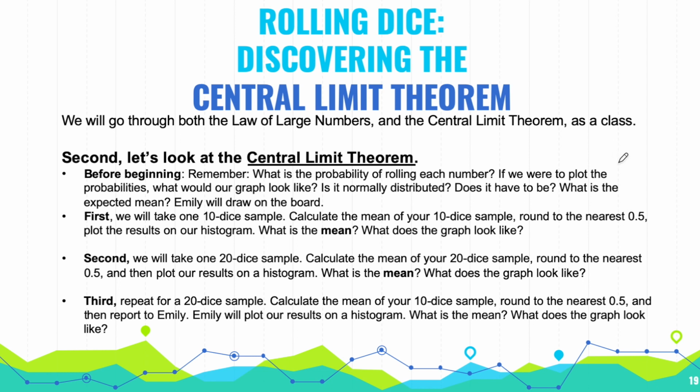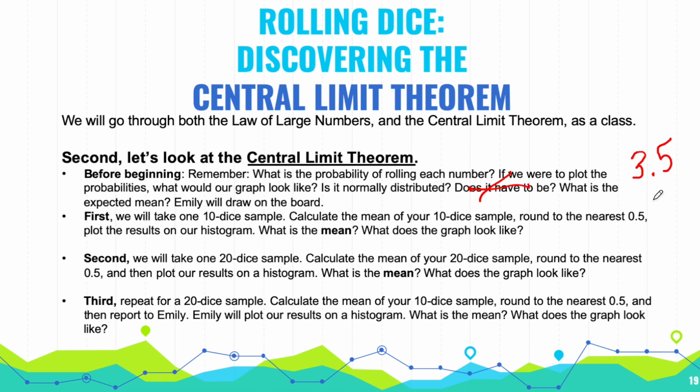Again, remember, what's the probability of rolling each number? About 17%. If we plotted those probabilities, we would know that it was supposed to be uniform distribution. It's not normally distributed at all, but when working with the central limit theorem, it does not have to be normally distributed. Our expected mean is about 3.5, but if we keep taking random samples, not all of the means are going to be exactly 3.5.